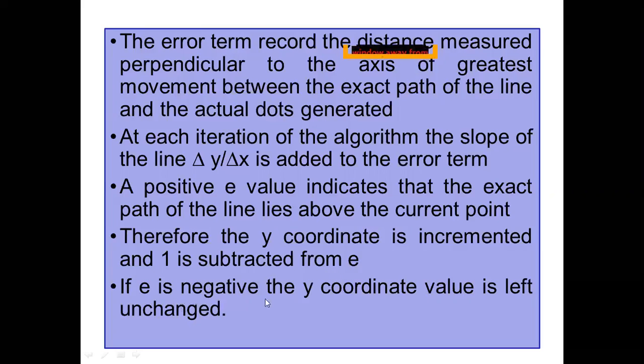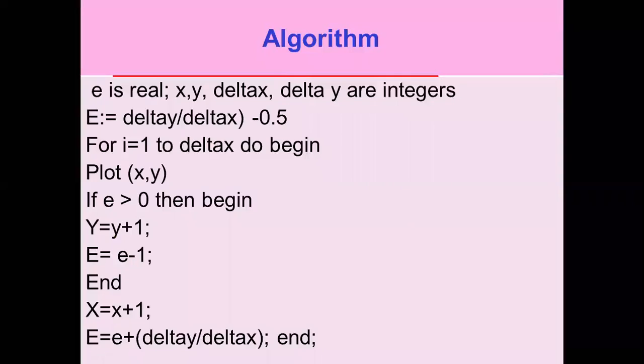Similarly, if E is negative, then the value of y will be unchanged. We will not add anything to y. Then we will add x is equal to x plus 1. If E is negative, then we will add 1 to x, and we will get new points again and again. Ultimately, we will form a table, and with the help of the table, we can draw the straight line. So this is the way.